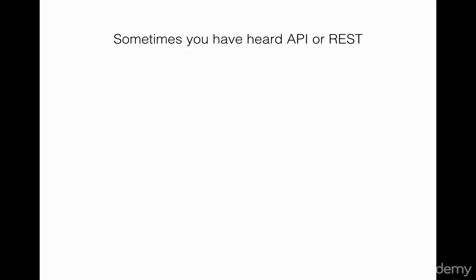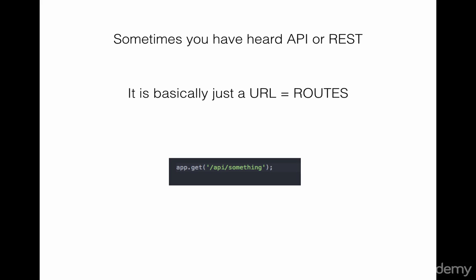But sometimes you have heard the word API or REST, right? The meaning of API is application programming interface. And REST is representational state transfer. Nothing fancy. It is basically just a URL. What kind of code do you think we will write if someone asks you to write an API? Let's say you work in a company later on. It is basically just this. It looks the same, and the only difference is that I added an extra parameter, which is api. That's it. But what is the real major difference?